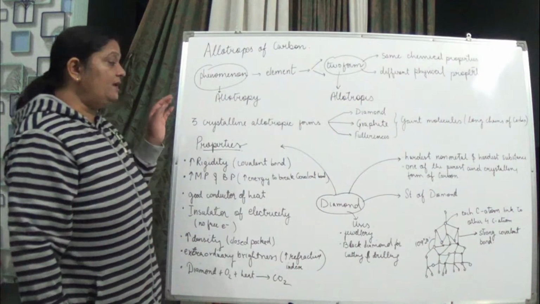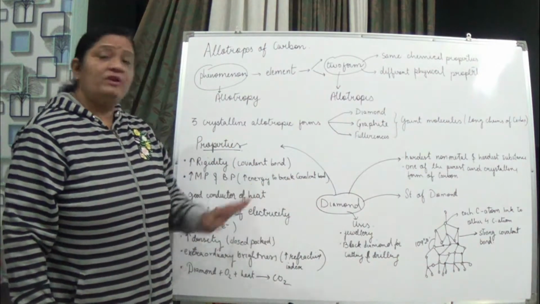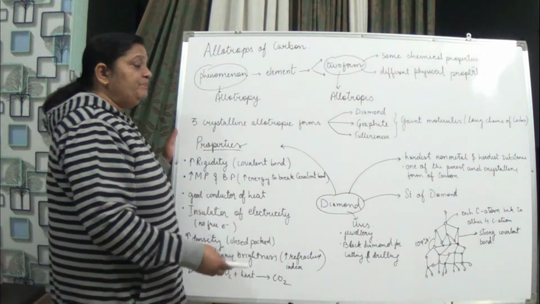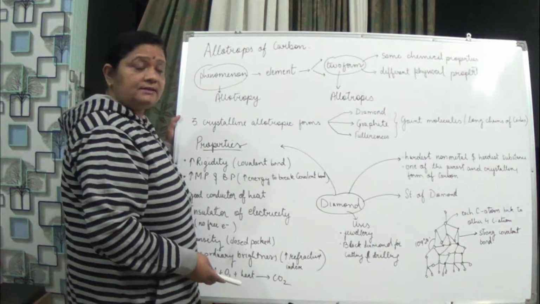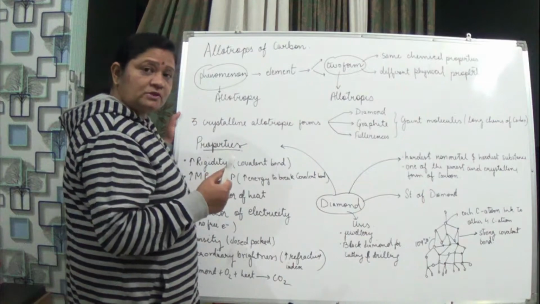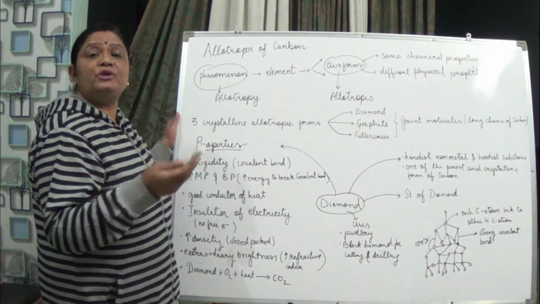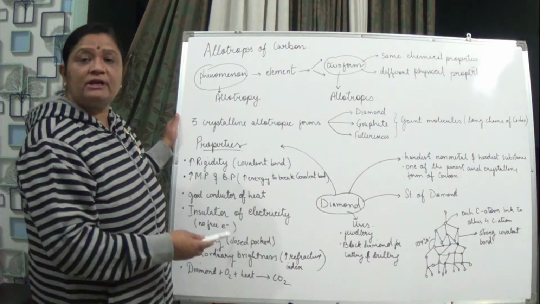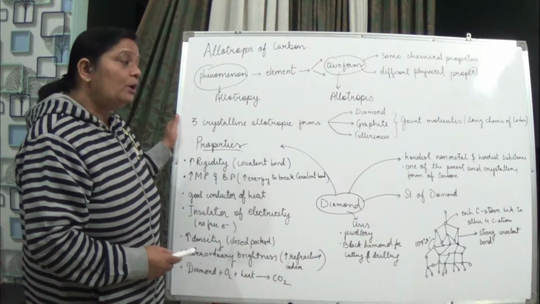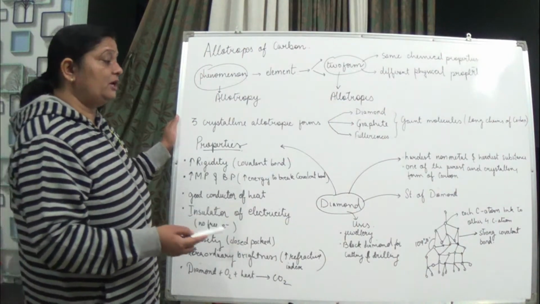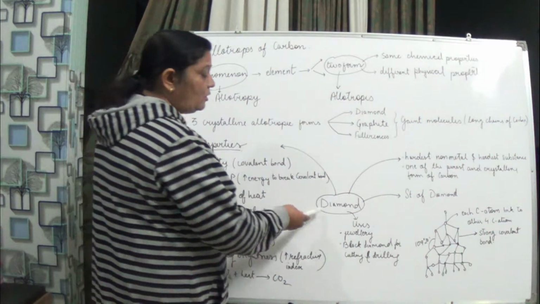So let us study first diamond. When we talk about the diamond, it is the hardest non-metal, isn't it? And it is the hardest substance also, and it is one of the purest forms of carbon. Why? It is the purest form of carbon because it is just made up of carbon atoms, and it is crystalline in nature. Let us study about the structure of this diamond.